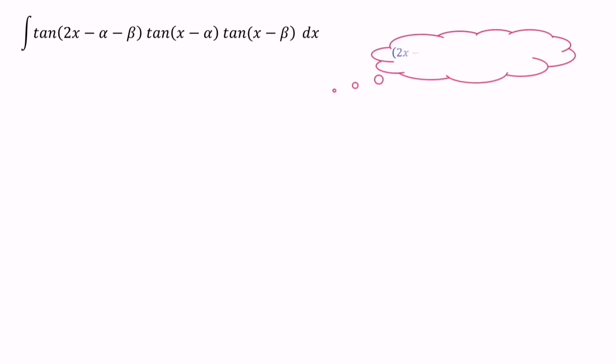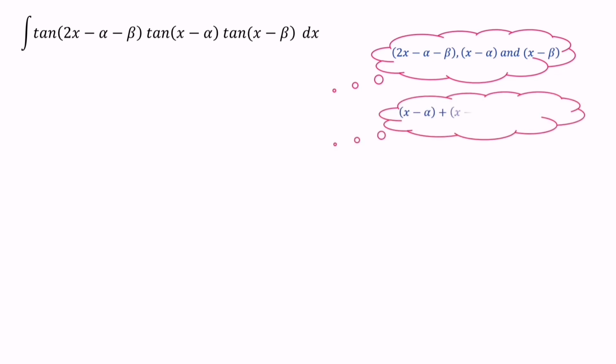Before we start anything, let's think about how we can solve this question. In this question, you can see there are three types of angles in the tan terms: 2x minus alpha minus beta, x minus alpha, and x minus beta. x minus alpha plus x minus beta equals 2x minus alpha minus beta.